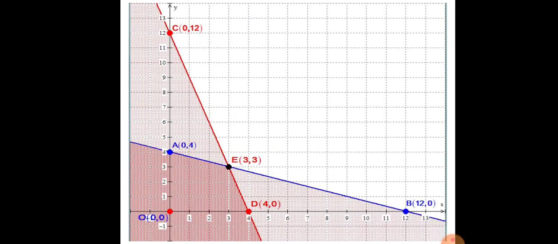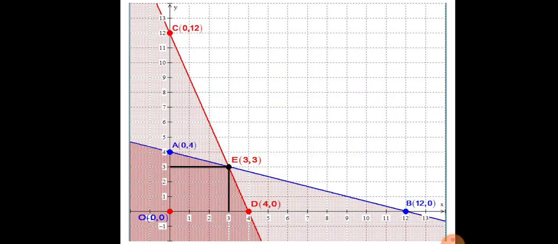See, this is our graph. Here we have 4 points, A, B, C and D. Okay, join AB and CD. Blue line is the first equation, red line is the second equation. Okay, the intersection point is (3, 3). This is our intersection point.